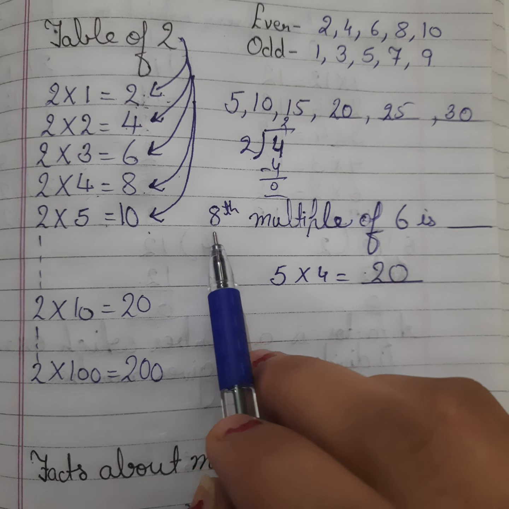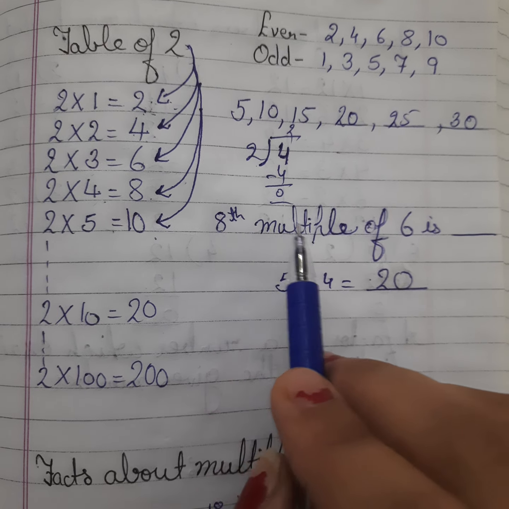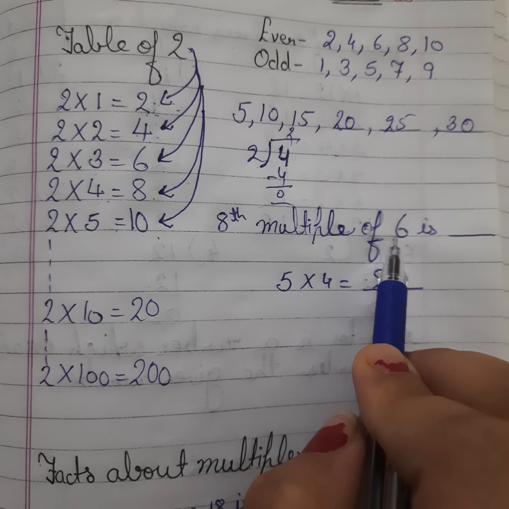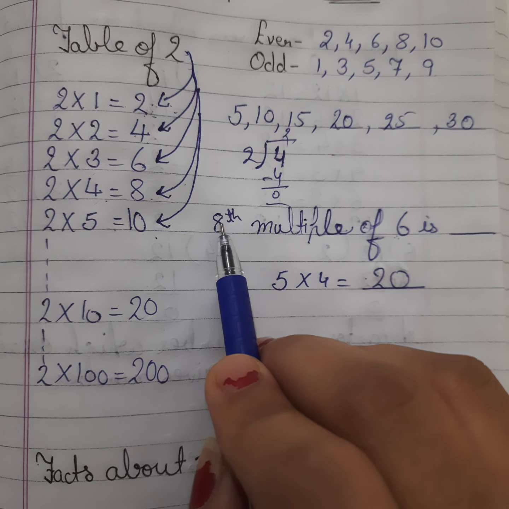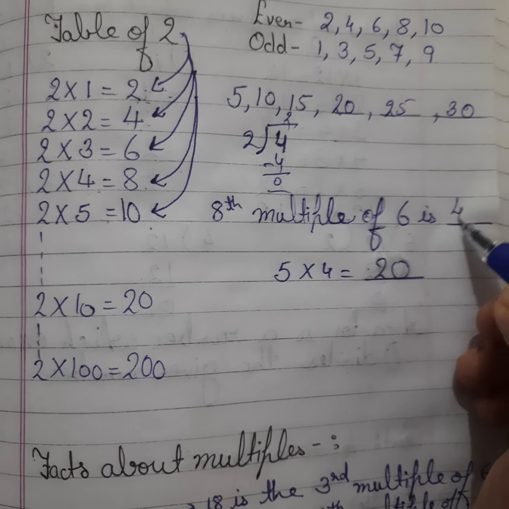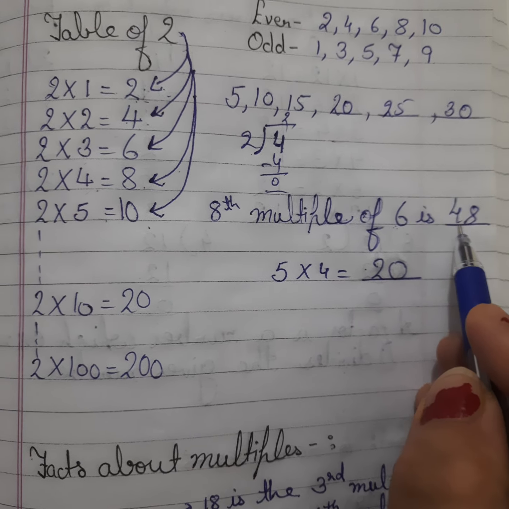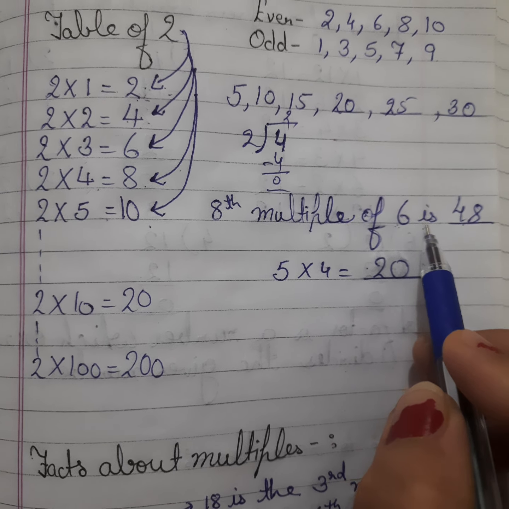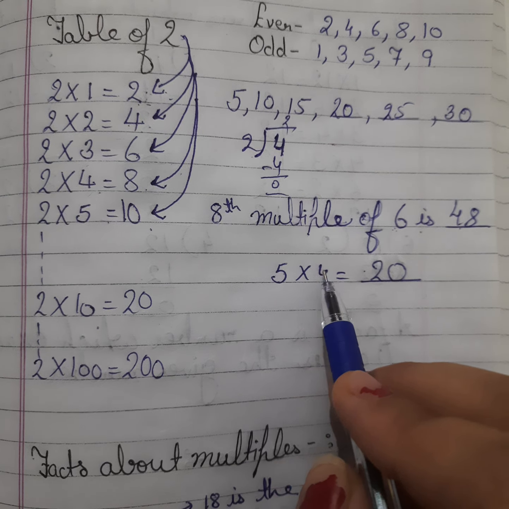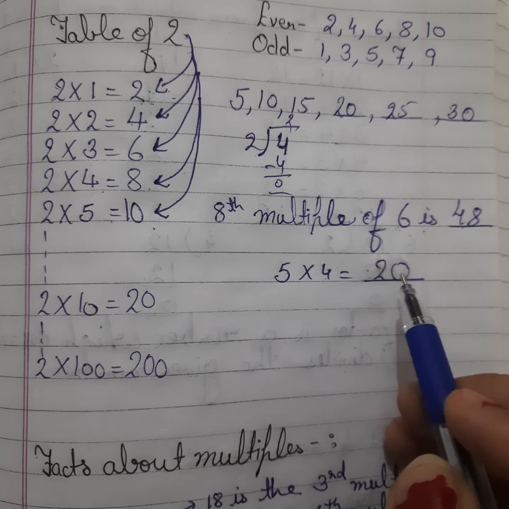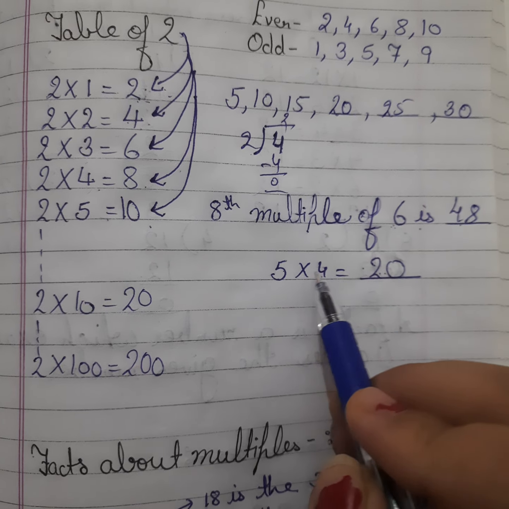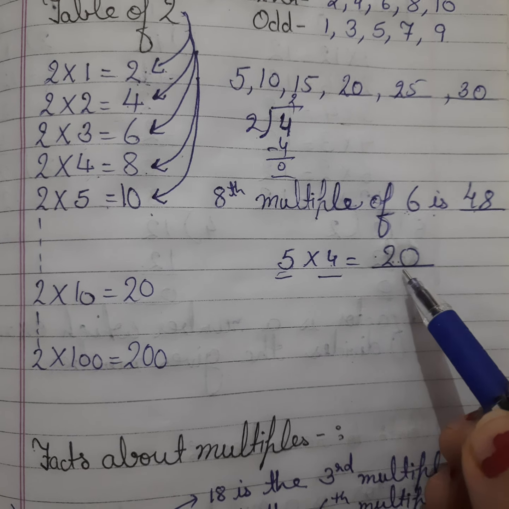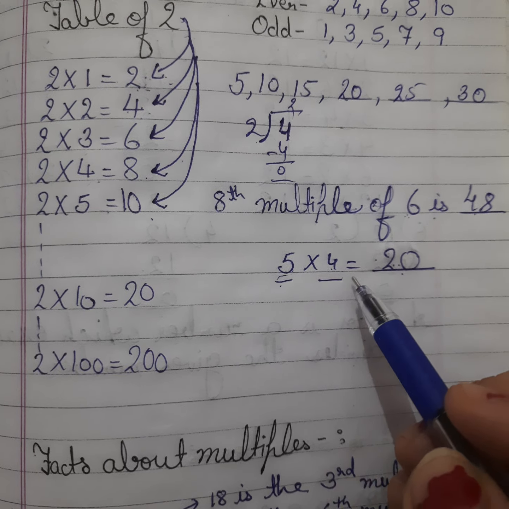Now I am telling you to write down the 8th multiple of 6. It means we have to multiply 6 by 8. So 6 eights are 48. So 48 is the 8th multiple of 6. Just suppose I am telling you 5 into 4. So 5 into 4 will be 20. So 20 is the multiple of 5 and 4.